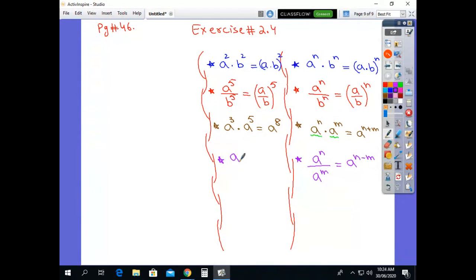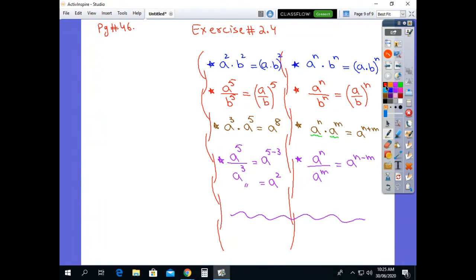At last, if we have a raised to power 5 over a raised to power 3, the bases are same, so we subtract 3 from 5, it becomes 5 minus 3, which is a square. After simplification, it becomes a square. Clear to everyone? Now we come across the first question.